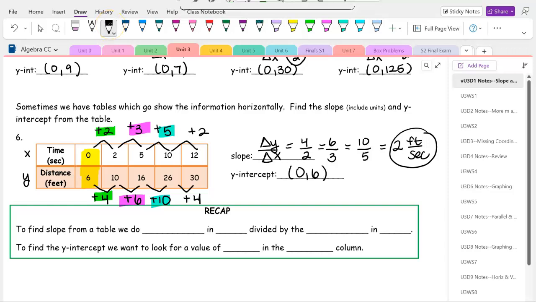All right, so here's your recap. Again, in order to find slope from a table, we're going to do your jumps or change in y divided by your jumps or change in x. To find the y-intercept, you are looking for a value of 0 in the x column.